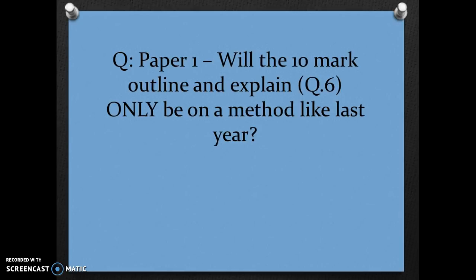Paper 1, will the 10-mark outline and explain question 6 only be on a method like last year? It's a theory and methods question, so it could be on a method, but it could be on a theory, so functionalist, Marxist, postmodernist, etc. Or it could be on one of the debates, so it could be something to do with sociology and science, or should sociology be value-free, value-laden or committed, or the influence of sociology on social policy. They could appear as a 10 marker as well. So just be aware that it could be on anything from theory and methods, and that's quite a big topic, so just be wary of that.